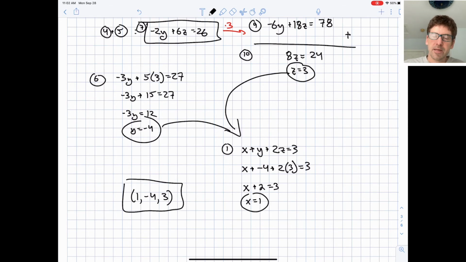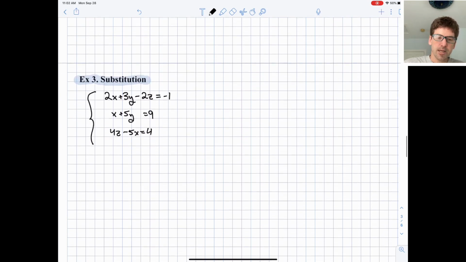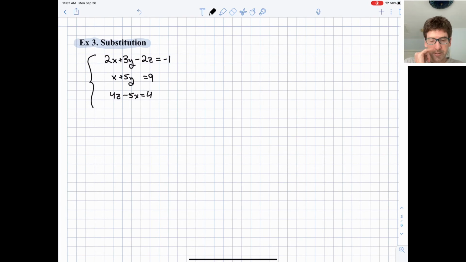Key thing there that we did on that one is we didn't rush into it. We paused and realized that we could eliminate x's early on, and we needed to multiply a couple equations by 2 to eliminate those x's. All right, one last one, and I'll try to model using substitution here.